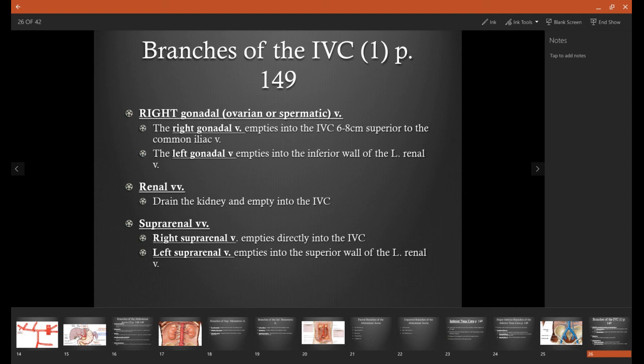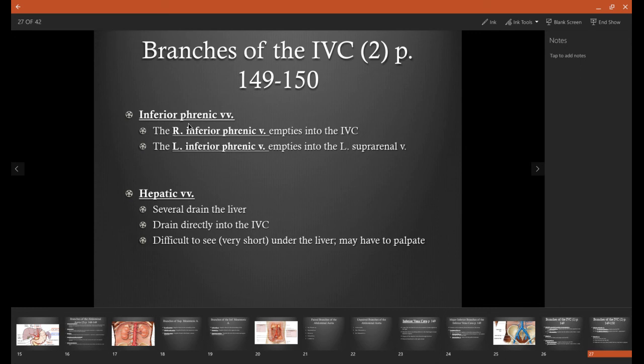But on the left side, it's just a little bit different. On the left side, the left gonadal vein will actually drain into the left renal vein first. And then on the other side, still with the left renal vein, the left suprarenal vein is going to drain into the top of the left renal vein as well. So on the left side, most of these veins are going to go straight through the renal vein before their blood can go directly into the inferior vena cava.